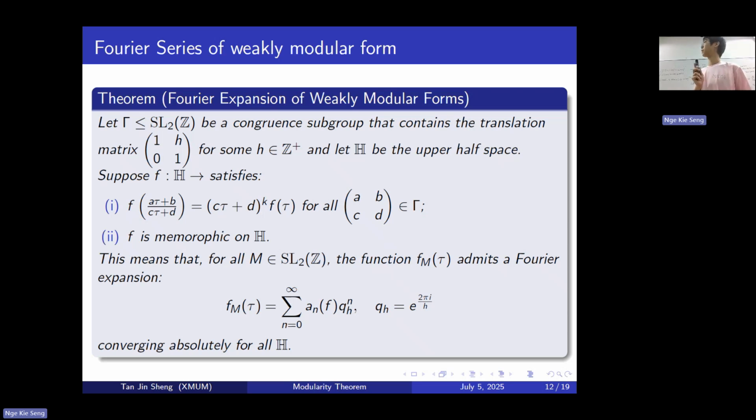The first condition is that it has to satisfy the modularity condition. Second is that it is meromorphic on the upper half space. So for any m here, as we saw in the video before, this modular form must have a Fourier expansion. This has a typo here, but it's just a cycle for every coefficient.